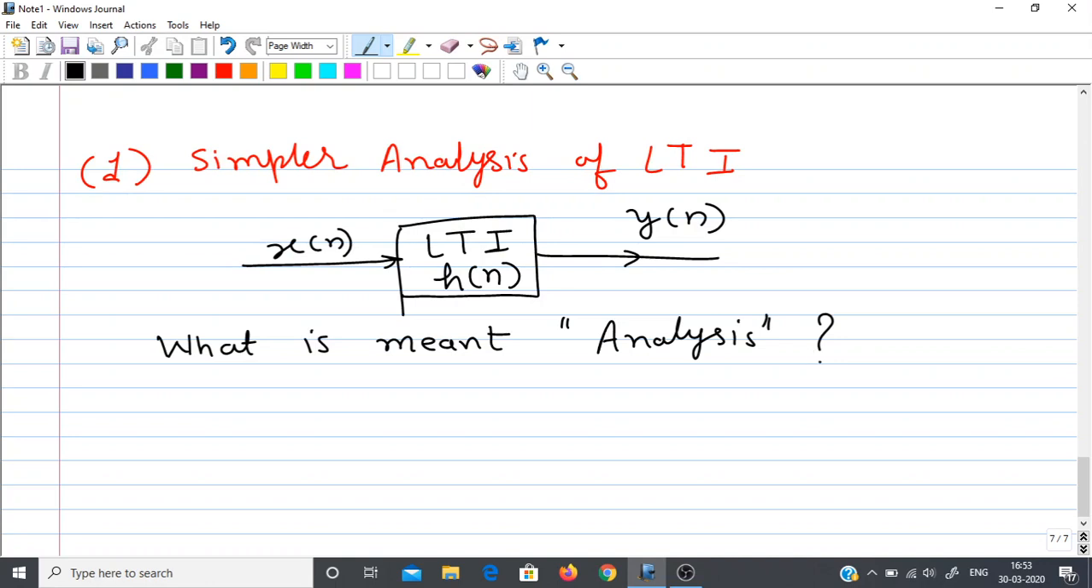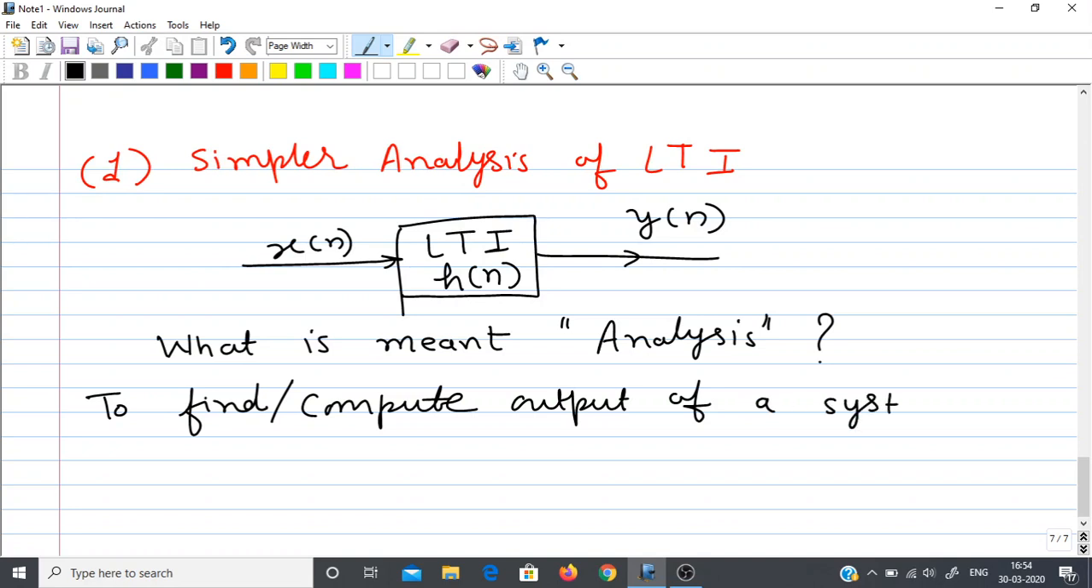So analysis means what? To find, or to compute rather, the output of a system for the given input.